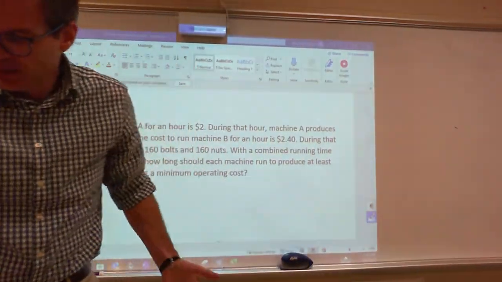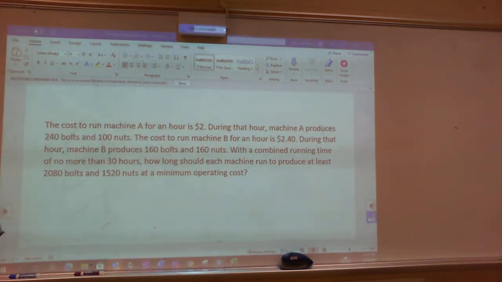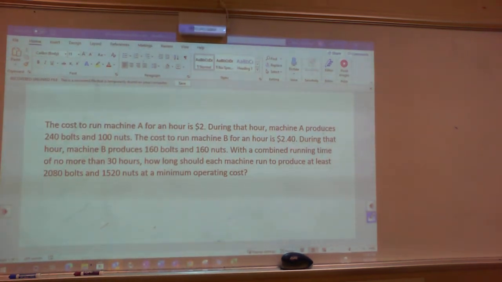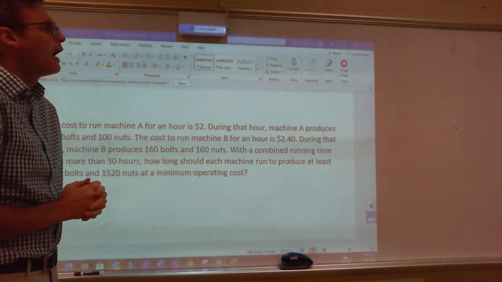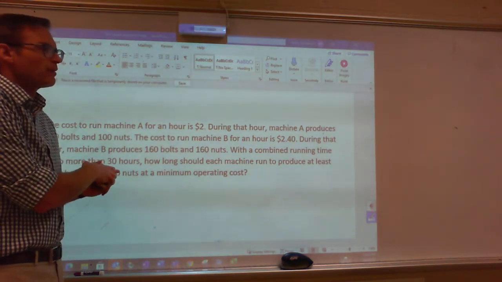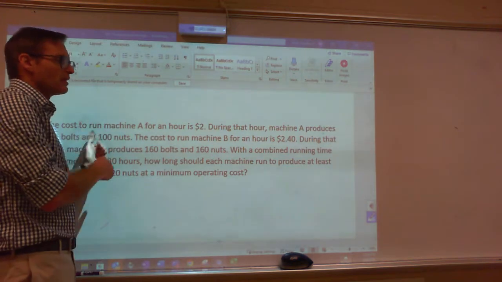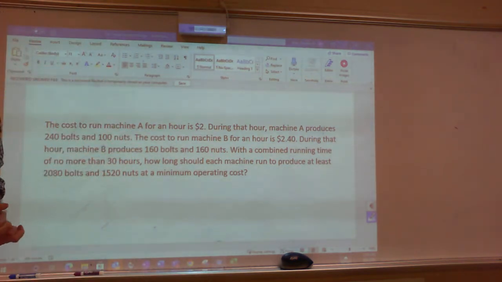All right, so this one, there's a lot more going on. And the numbers here are uglier. I do apologize for that. I would never make any test question with numbers like this; the numbers would be significantly nicer. But I still want to go through this problem.